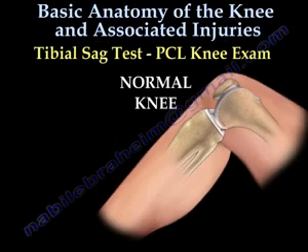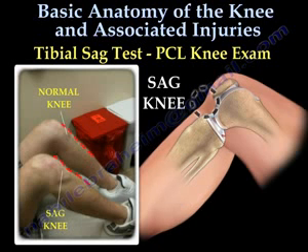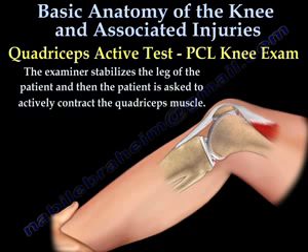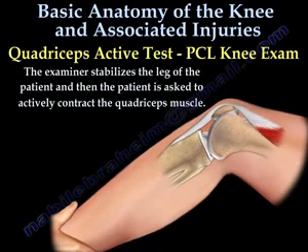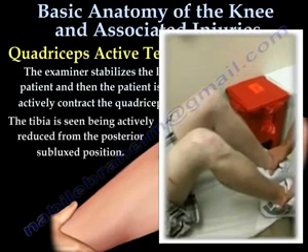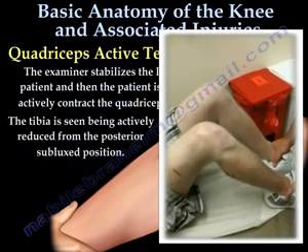The tibial sag test is used to assess a tear of the posterior cruciate ligament. Both knees are flexed at 90 degrees, and the knees are viewed from the side to compare positions of the anterior tibia. The quadriceps active test is performed with the patient's knee flexed to 90 degrees. The examiner stabilizes the leg and has the patient actively contract the quadriceps muscle. The tibia is seen being actively reduced from the posterior subluxed position.